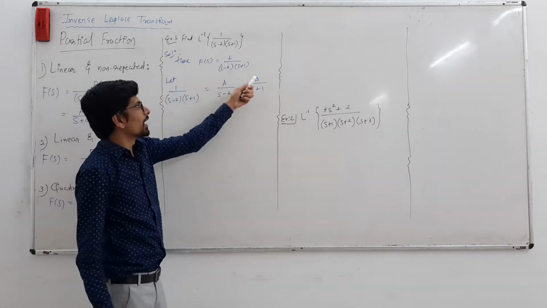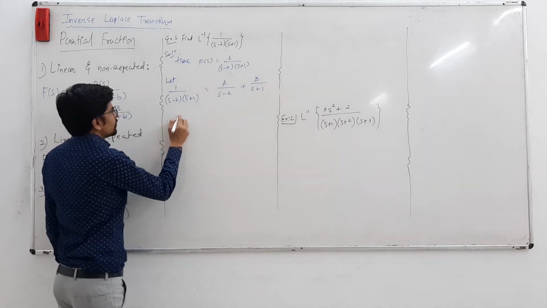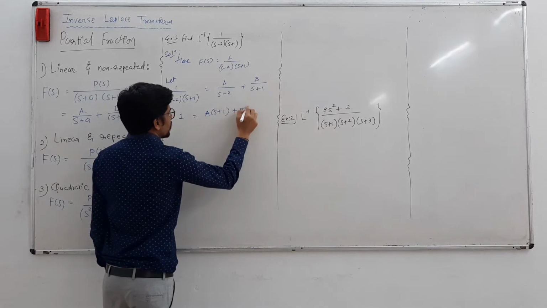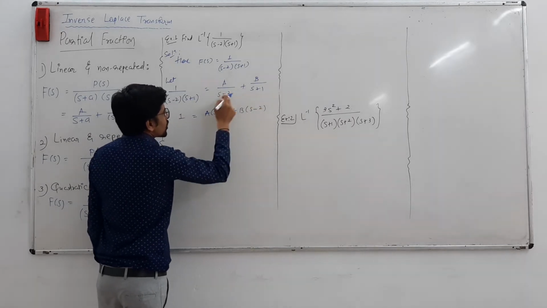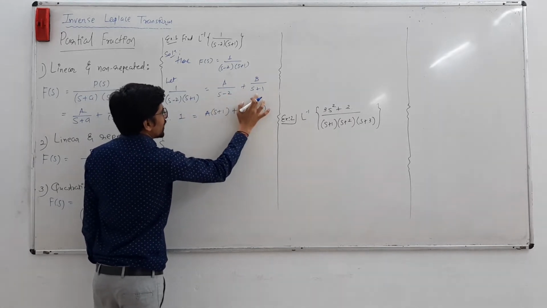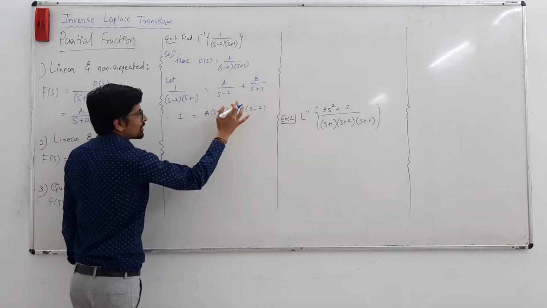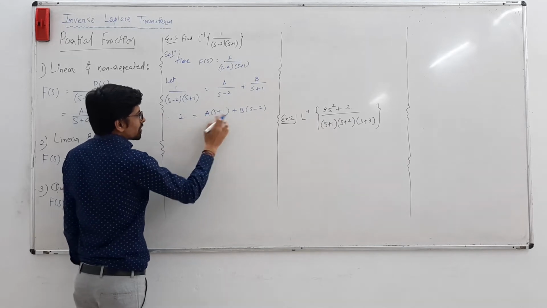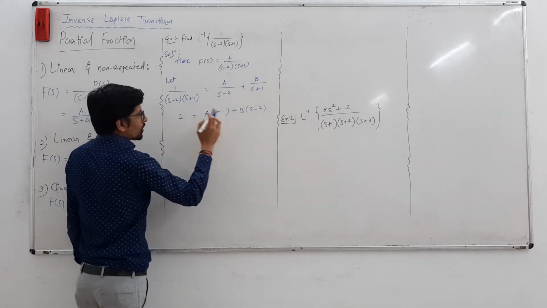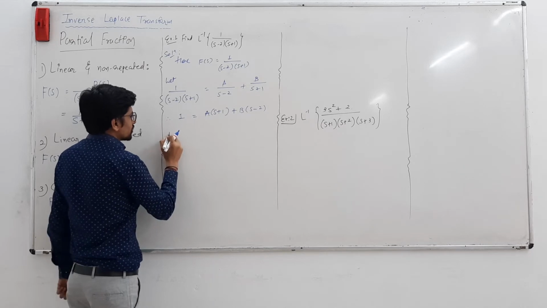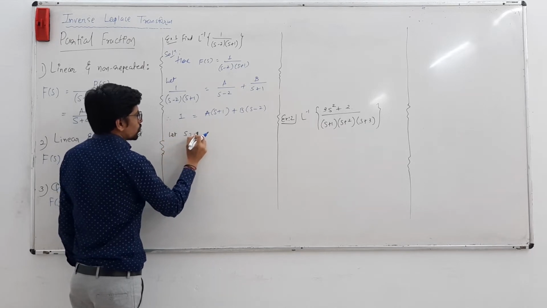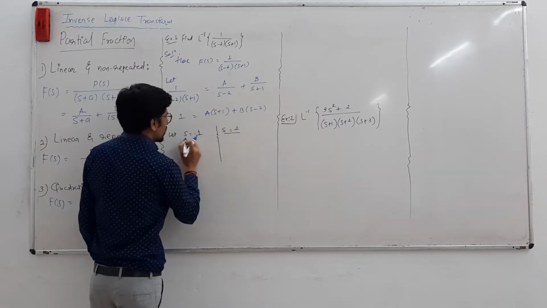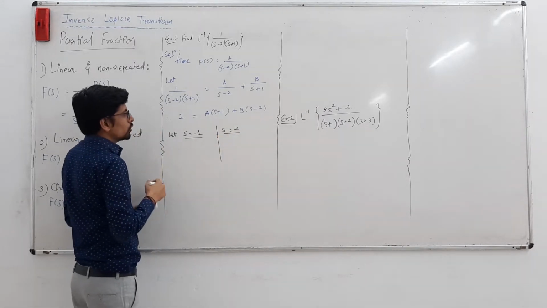Now I will find A and B. Just take the LCM and I will get A into (s plus 1) plus B into (s minus 2). Now cross multiplication: the denominator has (s minus 2) and (s plus 1). On both sides the denominator is cancelled. So finally I will have this kind of term. Now as I am interested in finding A and B, I will take different values of s. So let us take s equal to minus 1, and on the other hand I will take s equal to 2. By taking this, I will have the values of A and B.